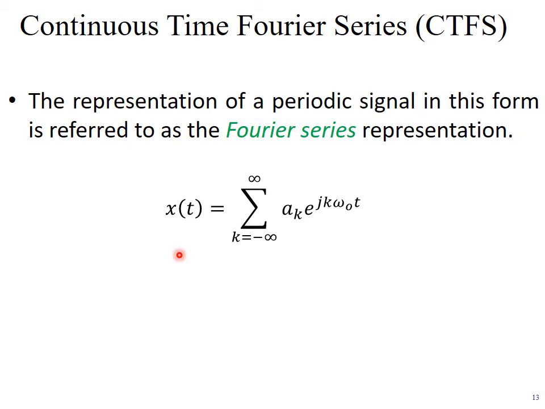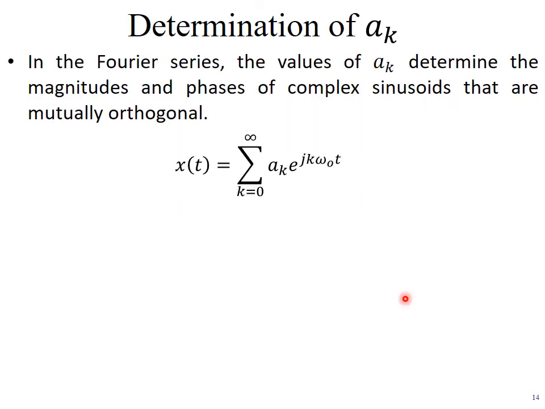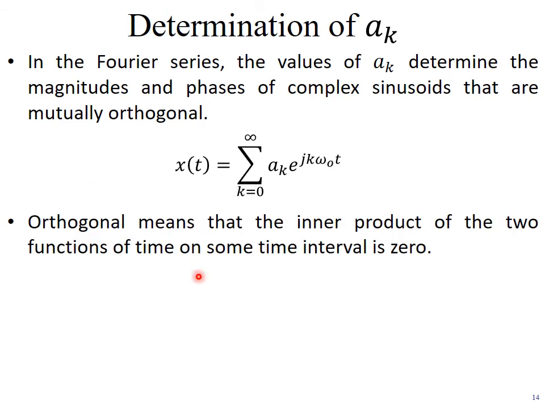So the representation of a periodic signal as a linear combination of harmonically related complex sinusoids is called the Fourier series representation of a signal. Now, how to determine the value of a k, the Fourier series constant, right? So in the Fourier series, a k determines the magnitude and phase of complex sinusoids, which are mutually orthogonal, right? So what do you mean by orthogonal? Orthogonal means that we have cos and sine functions which have a 90-degree phase shift, right? They are perpendicular to each other, so we call them orthogonal to each other, right?